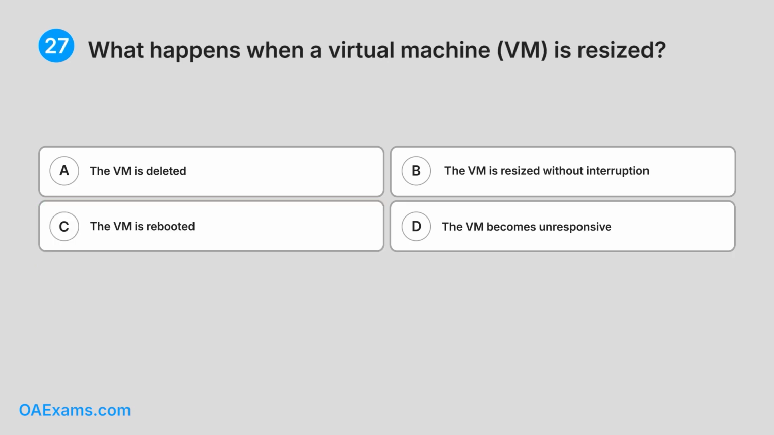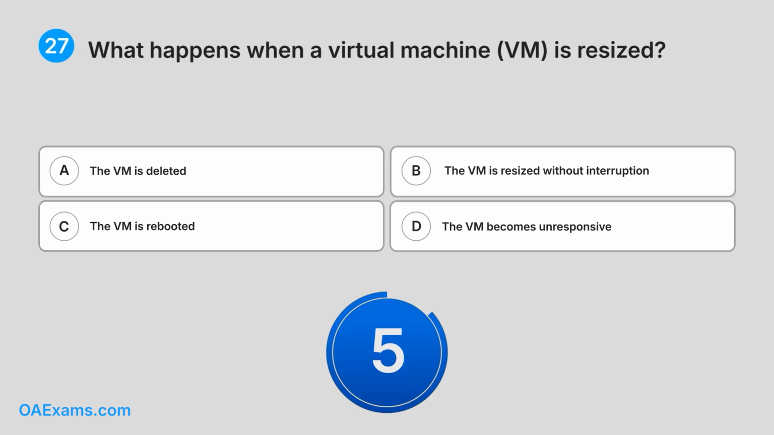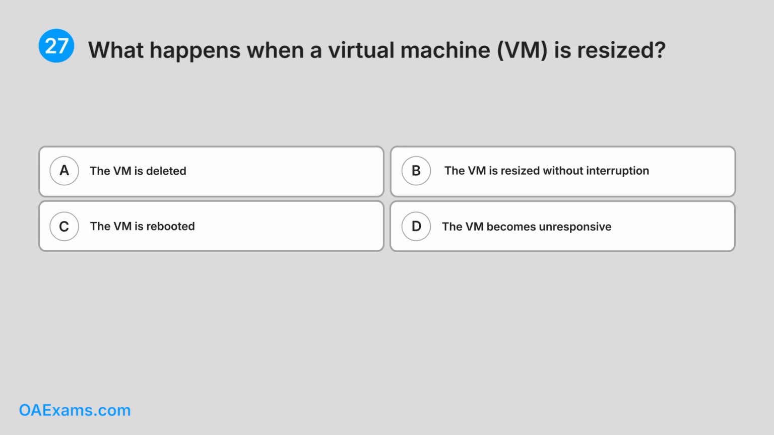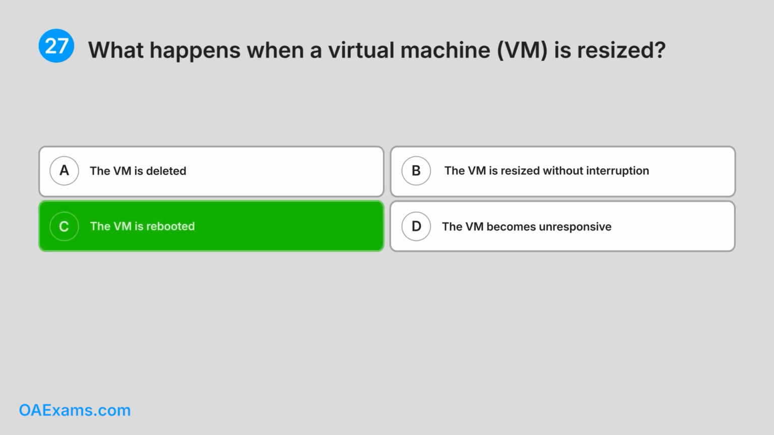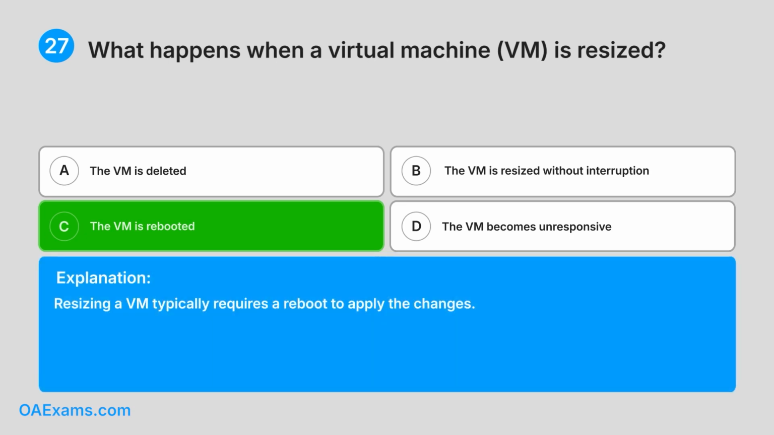27. What happens when a virtual machine, VM, is resized? A. The VM is deleted. B. The VM is resized without interruption. C. The VM is rebooted. D. The VM becomes unresponsive. Can you guess the answer? Correct answer. C. The VM is rebooted. Explanation. Resizing a VM typically requires a reboot to apply the changes.